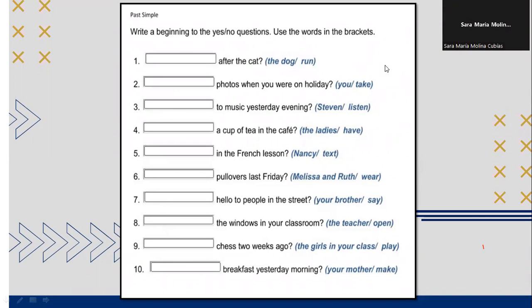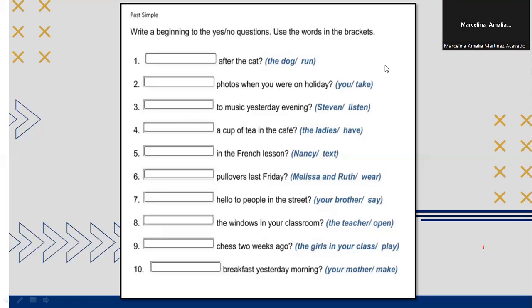Number four. Okay. Did the ladies have a cup of tea in the coffee? In the cafe. In the cafe. Did the ladies have a cup of tea in the cafe? What is the answer, Sara? Yes, they did. Correct. Yes, they did. Oh, yes, they have a cup of coffee, a cup of tea in the cafe. Correct. Number five.